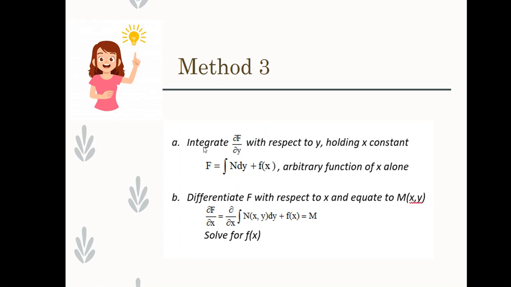Method 3, you will integrate this time not the function of f with respect to x, but rather the function of f with respect to y. And that is your n. You will integrate it with respect to y, okay? You will consider x as a constant. Then your answer here will be differentiated, that is specifically partially differentiated with respect to x. Your answer will be equated to m so that you will be able to get the f of x. So it's the reverse of method 2.